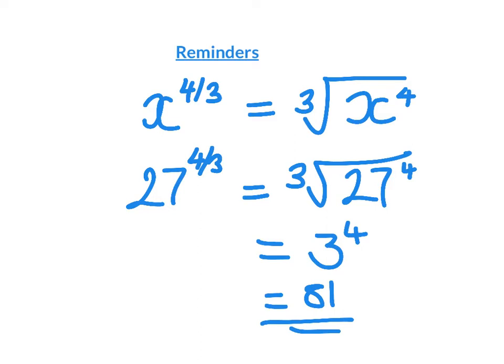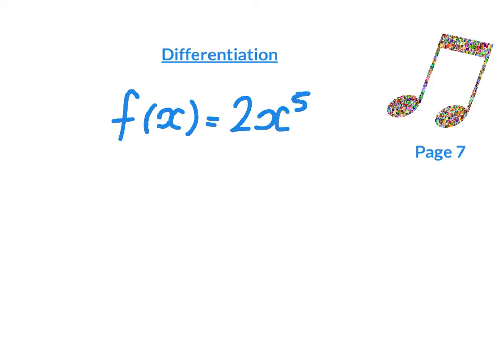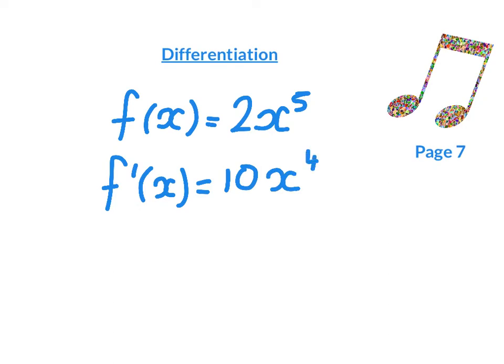Okay, so we're going to go on page 7, and we start off with example 1. f of x is 2x to the power of 5, and we're asked to find the rate of change when x is equal to 3. So the first thing we're going to do is find the expression for the rate of change, which is the derivative. Multiply by the power, reduce the power by 1. We have 10x to the power of 4.